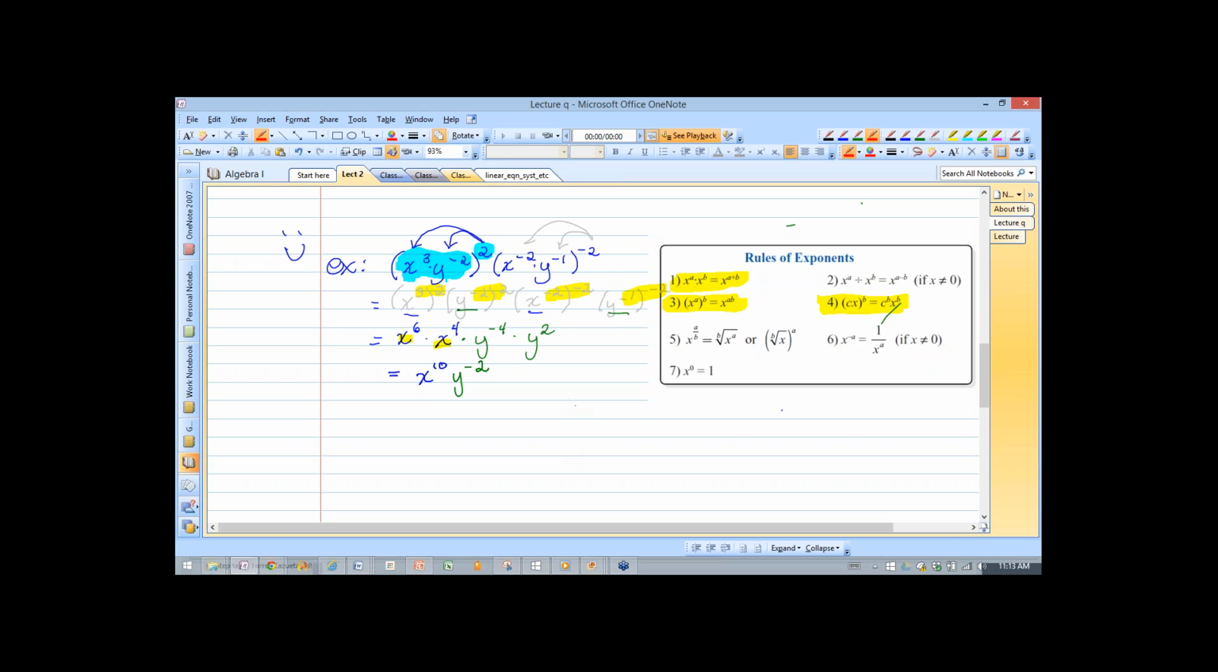So for this to be all the way simplified, for you to get your total credit, you must not leave negative exponents in your answer. In other words, it's not fully simplified.